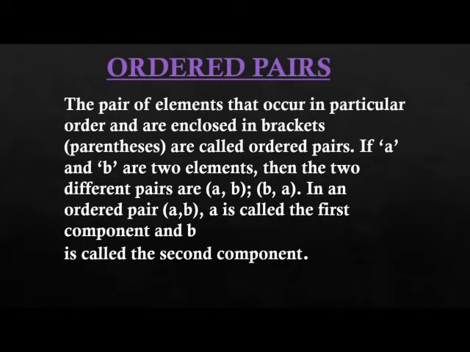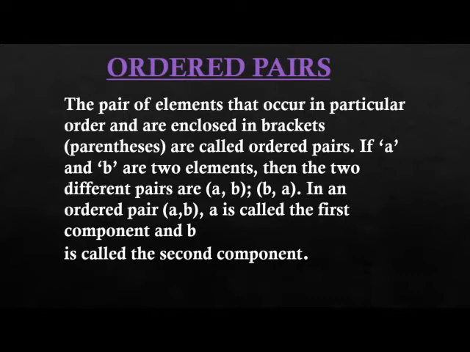What does it mean? It means that whenever we have two elements enclosed in brackets, what type of brackets? Parentheses, or round or small brackets you can say. Those two elements are called an ordered pair. And what type of elements are they? They are the elements of two sets. The first element belongs to the first set and the second element belongs to the second set.